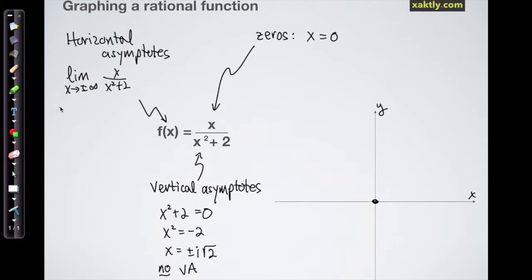And as a general rule, if the degree of the denominator, which is 2 here, is larger than the degree of the numerator, 1 in this example, then the horizontal asymptote is along y equals 0, always. And we'll just pencil in that asymptote right here.